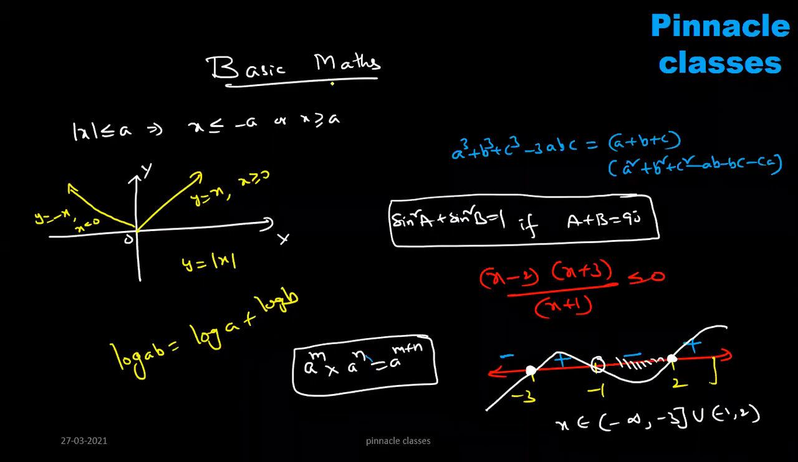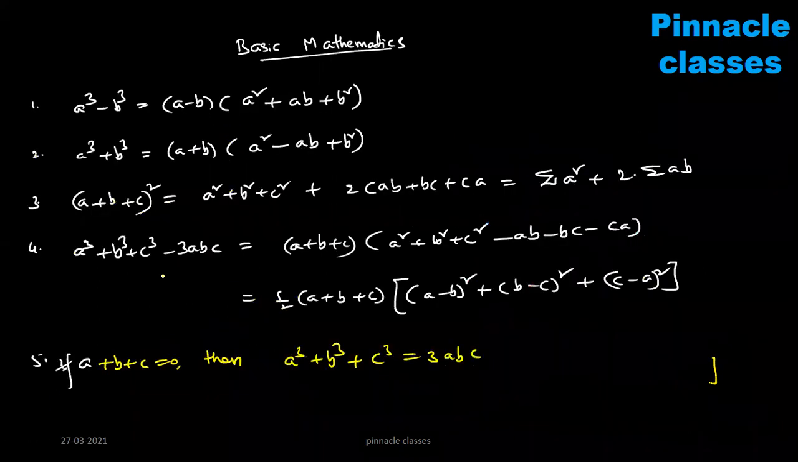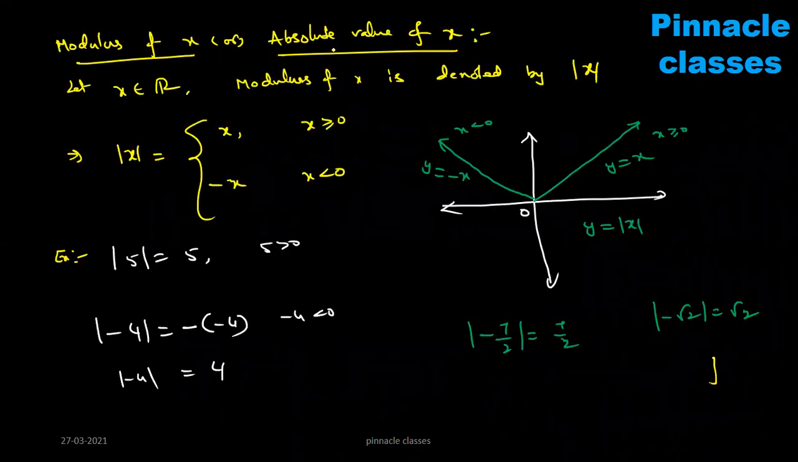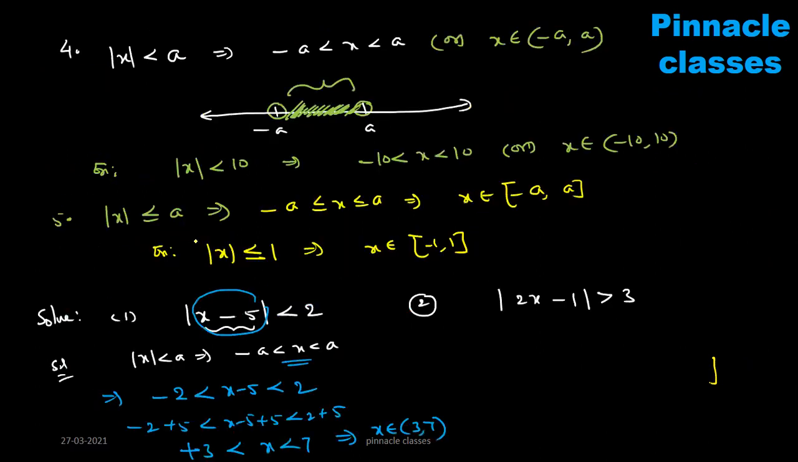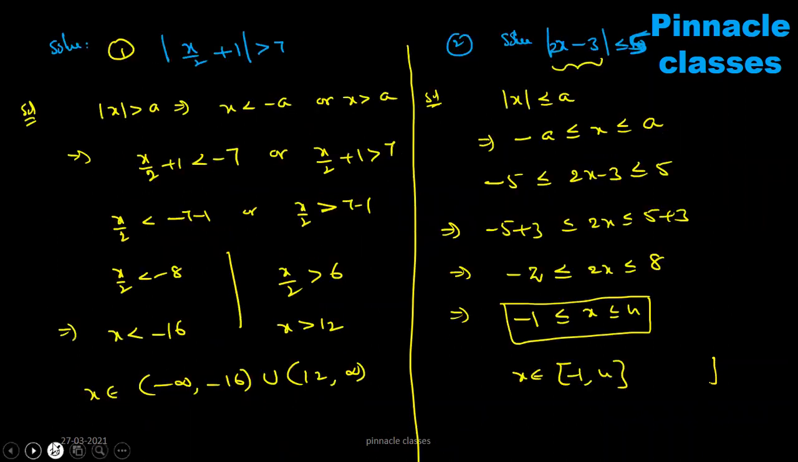Okay, today we are going to discuss basic maths once again. So yesterday we discussed algebraic identities, modulus of x or absolute value of x, properties of modulus of x. See 1, 2, 3, 4, 5 with examples. See, so many examples are there here.